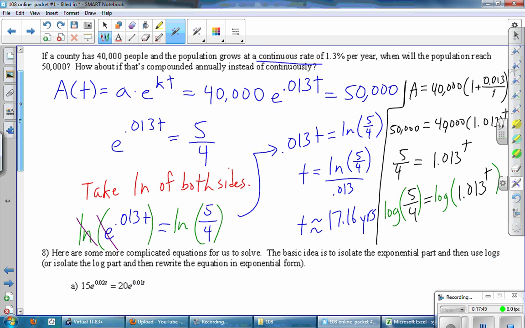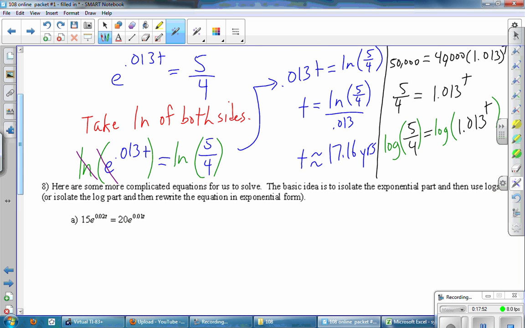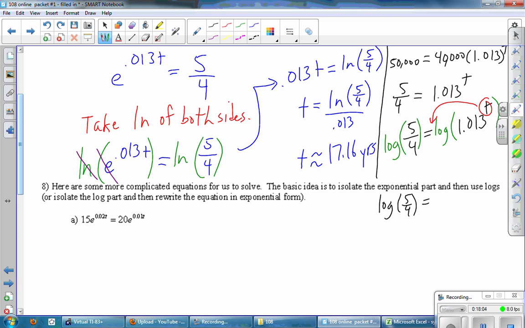So let's do that. Might not be clear why that's going to help us solve for t, but let's do it anyway. I'll copy the left-hand side. Log of 5/4 equals, we're going to bring this power down in the front. t times, you don't need to write that dot, log of 1.013. So here's the good news. The variable is no longer in the power. Being up there in the power, it's kind of difficult to access. But the variable is now down here, very accessible. That's the power of logs.